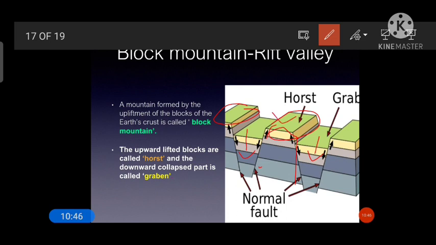Okay, so this is why it is called block mountain, or sometimes the upward block is known as horst and the downward shifted part is known as graben. So a mountain formed by the upliftment of a block of the earth crust is called block mountain, as I already told you, the upward lifted block is called horst, and the downward collapsed part is called graben. You can see a square or rectangular shape valley is formed here. This valley is called rift valley.